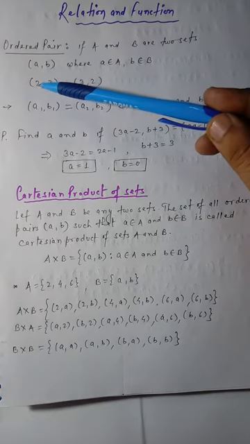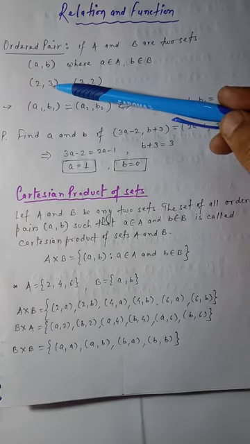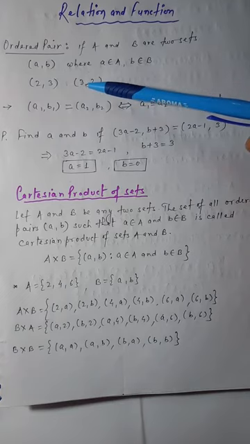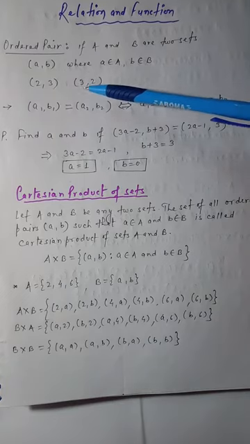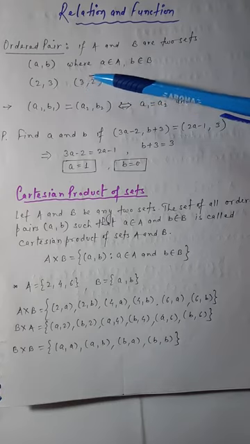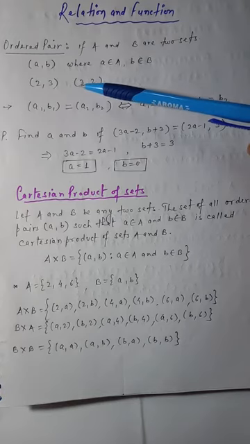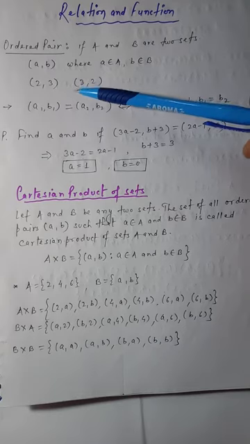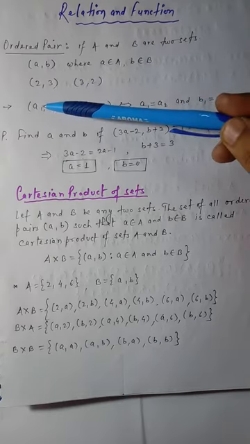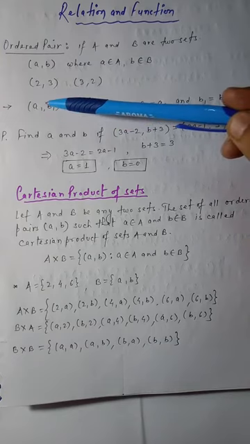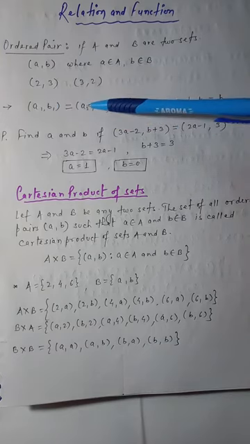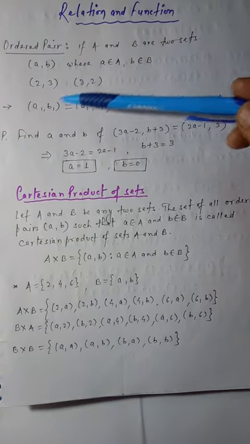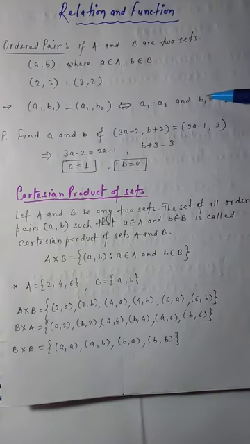It means here we can say this 2 belongs to set A and 3 belongs to set B, whereas in this case this 3 belongs to set A and 2 belongs to set B. So you have to remember this point, that ordered pairs cannot always be equal. If two ordered pairs are equal, then we will say their corresponding elements are equal. Like a1 and a2 are equal, in the same manner b1 and b2 are equal.